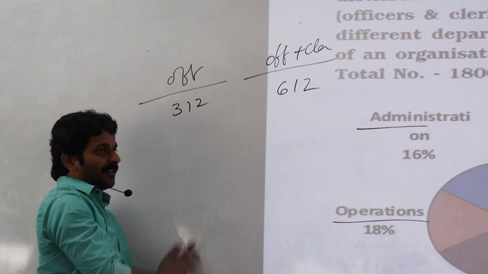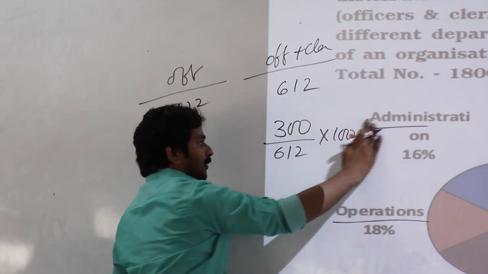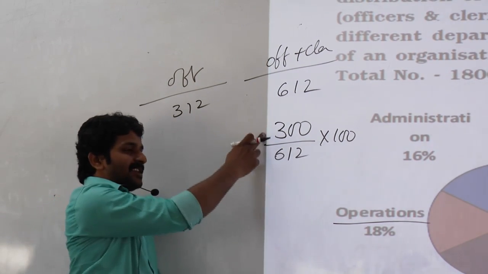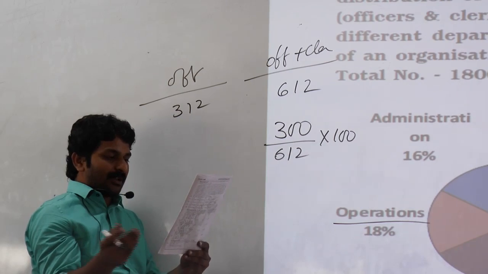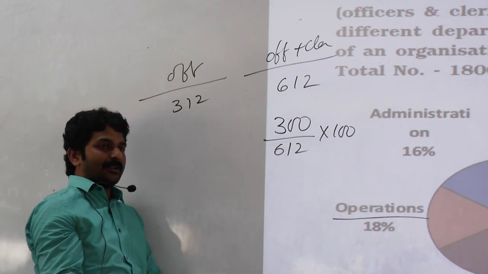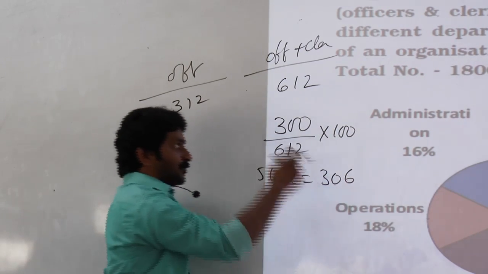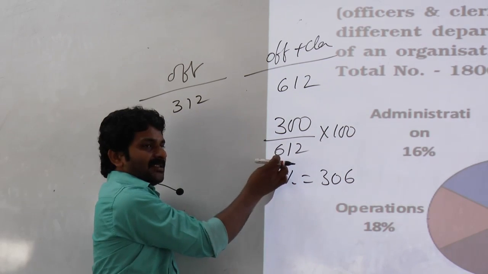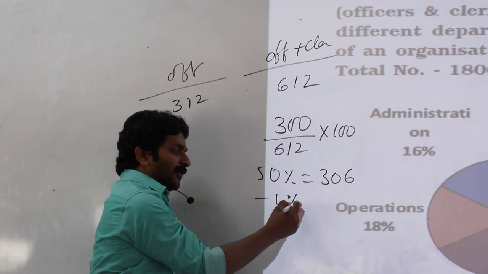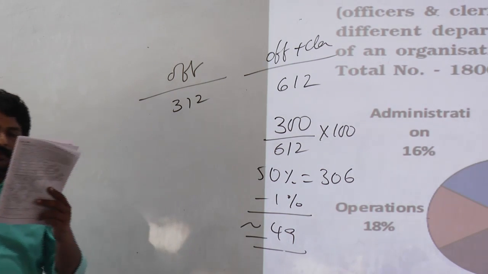So how many clerical staff are there? 300 out of 612. Percentage, right? So into 100. What is 50% of the denominator? 306, which is less than that. Answer is less than 50% but very close to that. How much do you need to subtract from 306 to make it 300? What is 1% of this? If you subtract a number close to 1%, the answer will be very close to 49%. Look at your options. Fifth option.